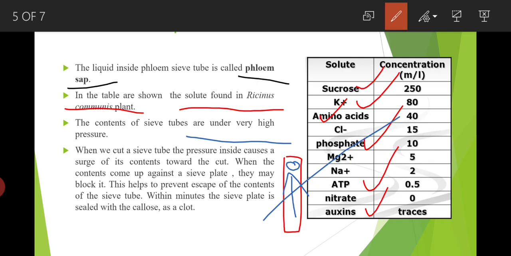The sieve plate prevents the contents from going out by sealing itself with a carbohydrate substance known as callose, which works as a clot to prevent the phloem sap from moving outside of the sieve tube.